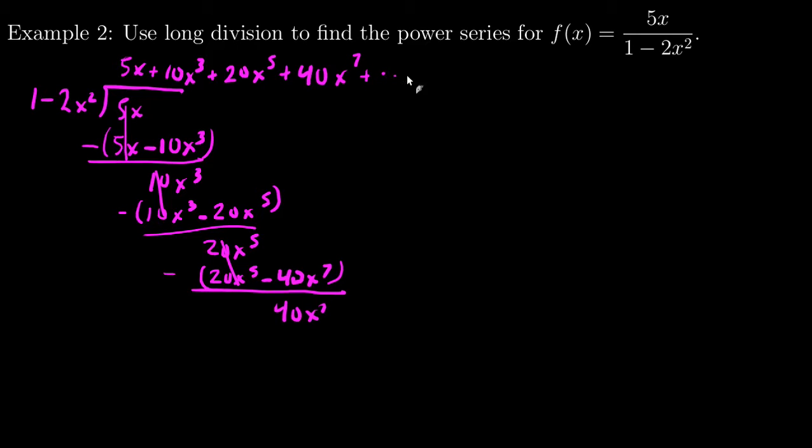And let's look and see what's happening. So 5, 10, 20, 40. They're multiplying by 2 each time. The next one's going to be 80.